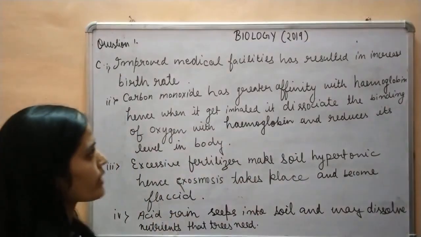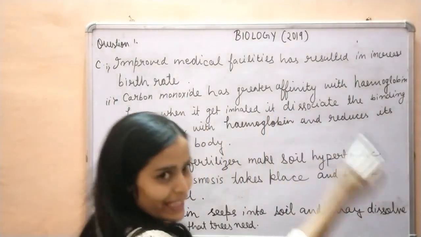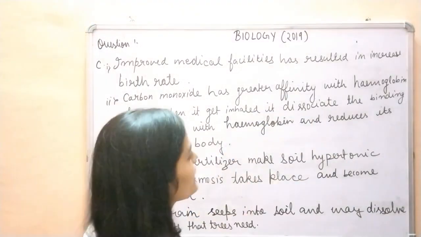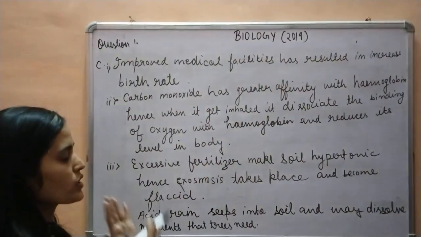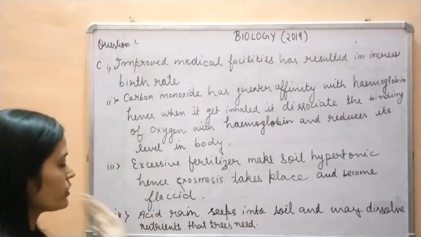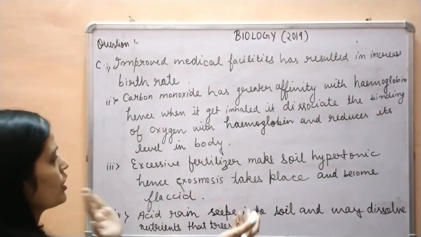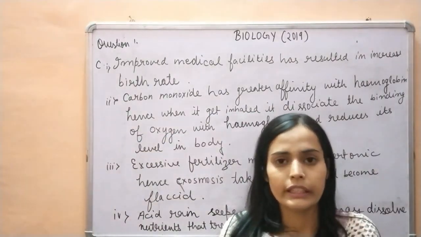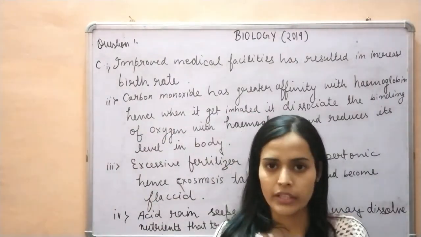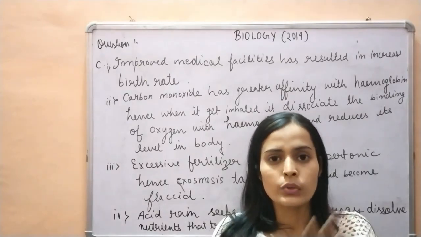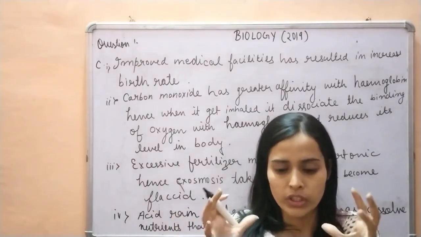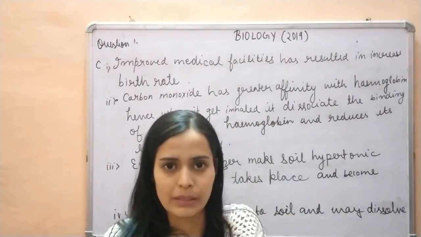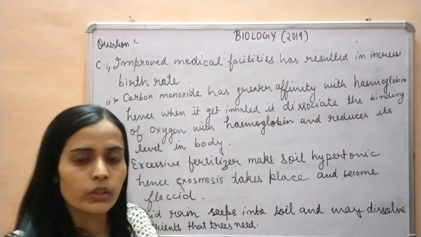So this is how you will write the answer. Carbon monoxide has greater affinity with the hemoglobin. Hence when it gets inhaled, it dissociates the binding of oxygen with the hemoglobin and reduces its level in the body. Now, they have put a question कि if excessive fertilizer has been added into the soil, तो why does the root get drooped? वो root क्यों flaccid हो गई? क्यों वो shrink हो गई, सिकुड़ गई?